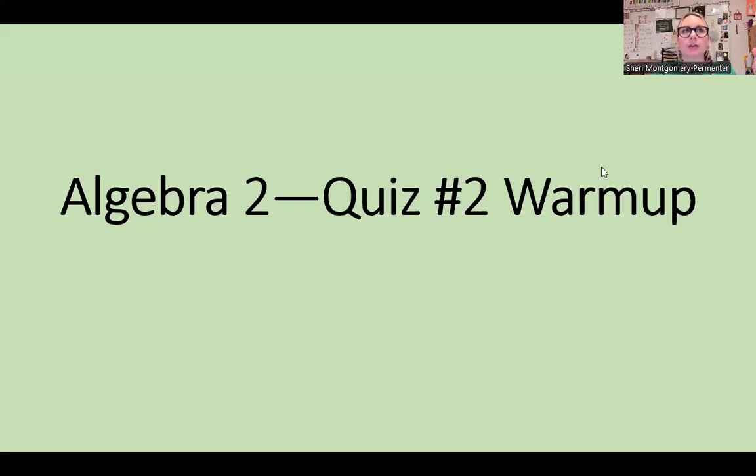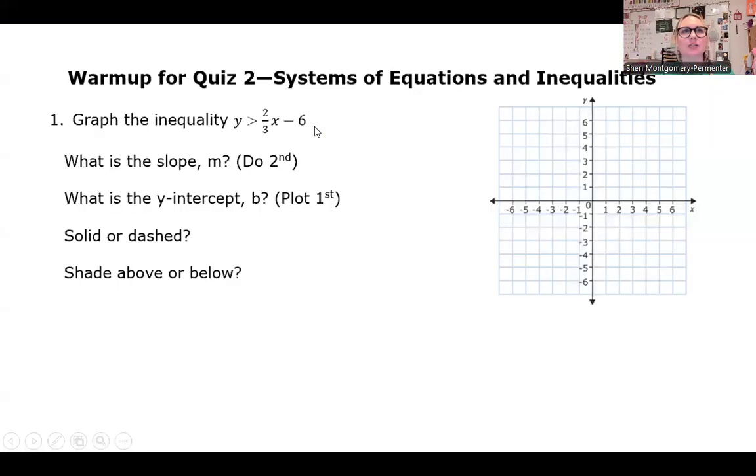Number 2, if you didn't notice, the last warm up was very helpful, right? Okay, so same thing. I would pay attention. All right, the first question says to graph the inequality. Remember, inequalities are going to have solid or dashed lines. They're going to have shading above or below. We got to be careful.